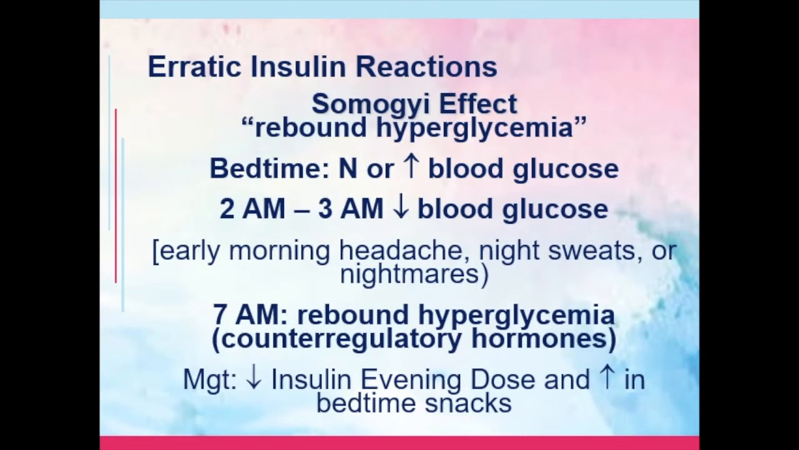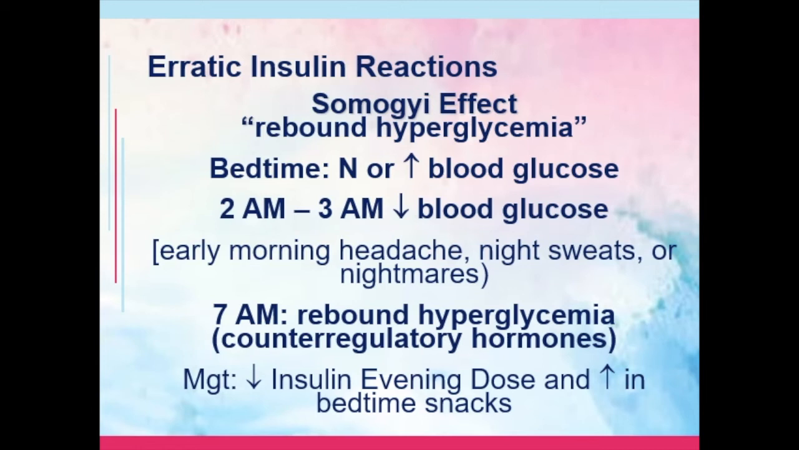Then we have your erratic insulin reactions. One of your erratic insulin reactions is what we refer to as your Somogyi effect. Okay, your Somogyi effect is oftentimes described as rebound hyperglycemia. So what do we mean by rebound hyperglycemia? Class, at bedtime, these patients would have normal or increased blood sugar levels. At 2 a.m. to 3 a.m., they would have decreased blood glucose. So they would oftentimes present in the clinic and complain that early in the morning, let's say for example 3 a.m., they had episodes of headache, night sweats, and then nightmares. Class, those are manifestations of your hypoglycemia already. And then at 7 a.m., there will be rebound hyperglycemia.